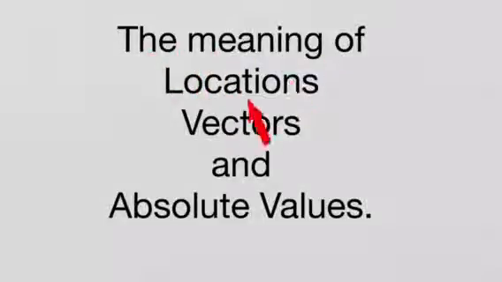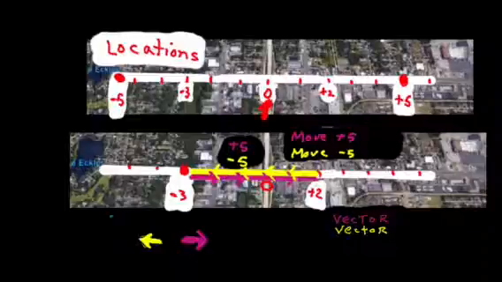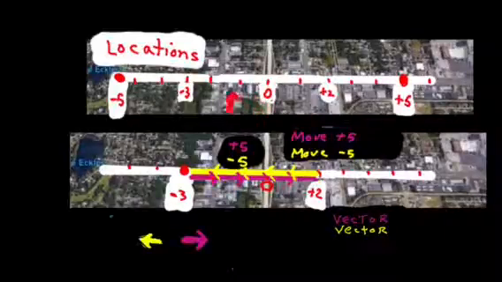The meaning of locations, vectors, and absolute values. On a path, locations are indicated using positive and negative numbers. From this beginning reference point, 2 units in this direction is called positive. This location is 3 units in the opposite direction, so it's called -3.